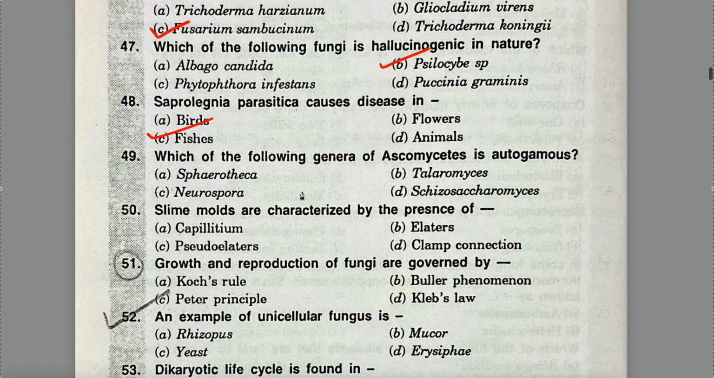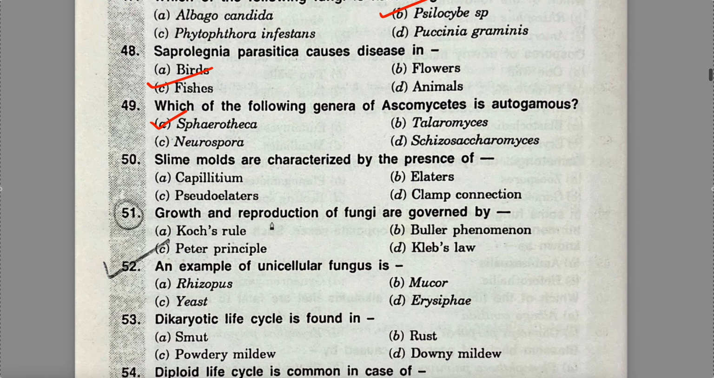49. Which of the following genera of Ascomycetes is autogamous? Sphaerotheca, Taphrina, Neurospora or Schizosaccharomyces? Answer is option A, Sphaerotheca. Question 50. Slime molds are characterized by the presence of capitulum, elaters, pseudoelaters or clamp connection. Answer is option A.